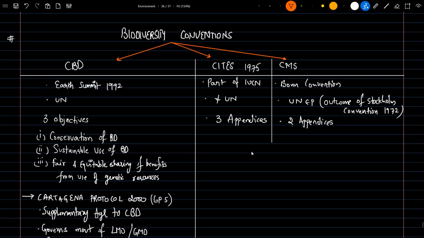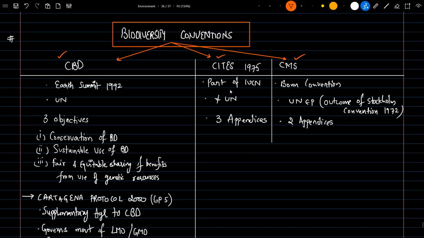Next, let's understand about different biodiversity conventions. For the protection of biodiversity, various conventions happen at a global level. There are three major ones that need to be understood. One is the Convention on Biological Diversity, next is the Convention on International Trade in Endangered Species of Wild Flora and Fauna, and next is the Convention on Migratory Species.